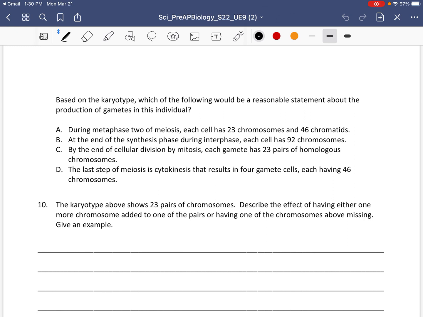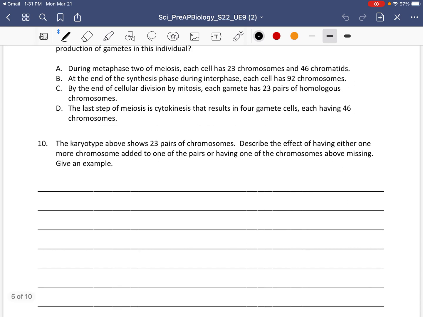Question 10. The karyotype above shows 23 pairs of chromosomes. Describe the effect of having either one more chromosome added to one of the pairs or having one of the chromosomes above missing. Give an example.